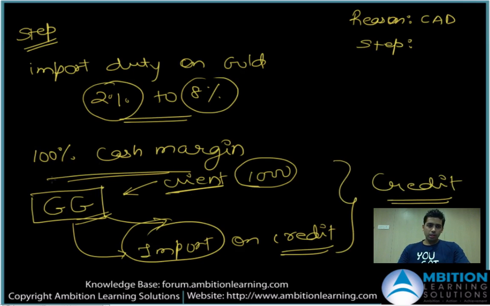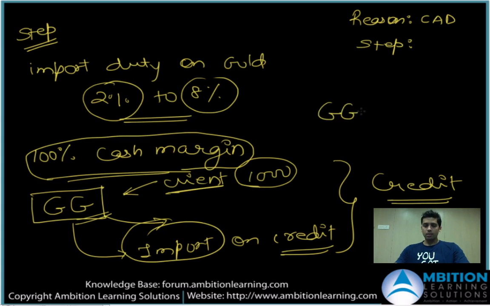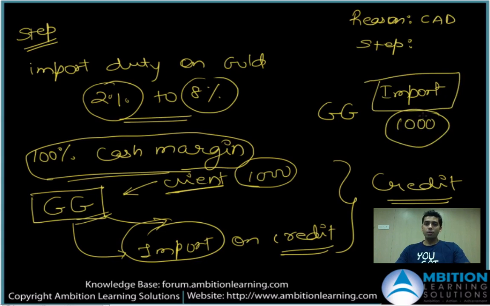Now post this 100% cash margin, what has happened is if Gitanjali Gems wants to import gold, it will have to make the entire payment for the gold that it is importing. So if it is importing 1000 rupees worth of gold, Gitanjali will have to make a payment of 1000 rupees. Please understand, gold is always imported in dollars and not rupees, so don't go on the wrong path on that. I was just using the term rupee to help you understand in rupee terms.